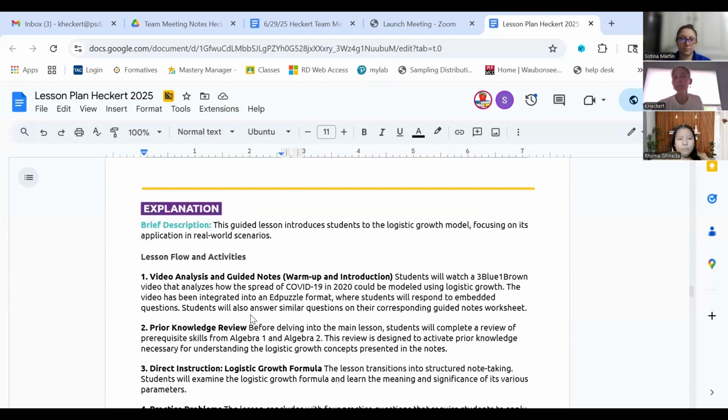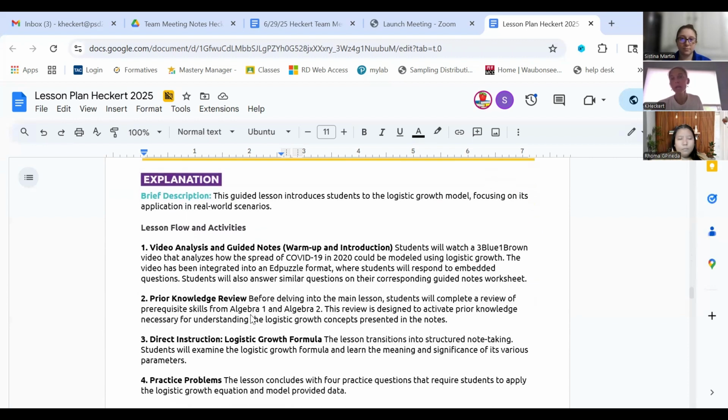The next phase will be the explanation phase. Through the explanation phase, the students will be having a guided notes lesson. The first part of this lesson, they will look at a video from 3Blue1Brown on logistic growth. The logistic growth will be dealing with the COVID pandemic.